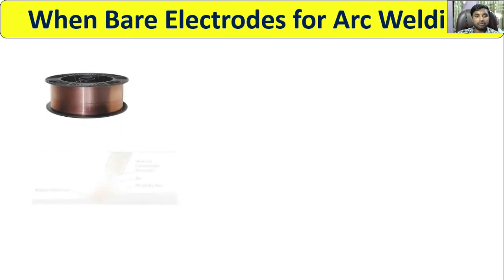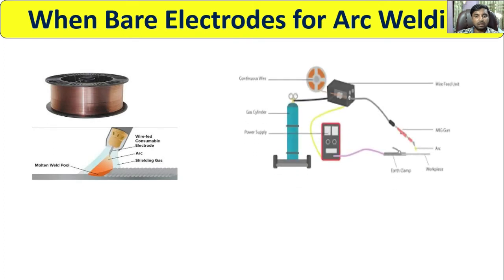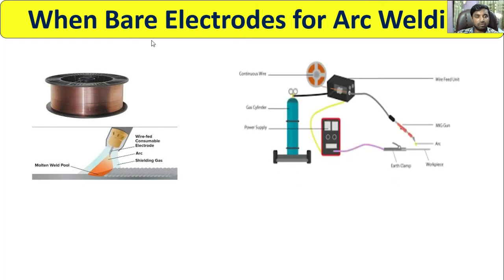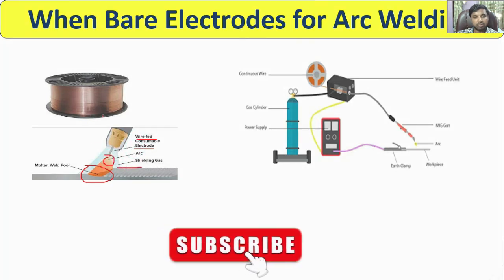The bare electrode for arc welding, what is the requirement? You see the molten weld metal is here. This is called the molten weld pool. This is the wire, the consumable electrode. The arc is generating here, and this is the shielding gas. So this is the requirement of MIG welding.